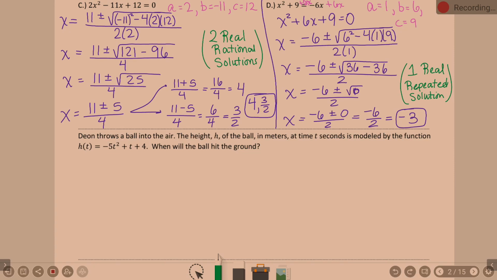Let's get into this next problem. Let's talk about Dion. Quadratic problems, folks. Great word problems. You see lots of them. Now, good news. We're going to be doing the same thing we just did. It's just a matter of figuring out what they want here. Dion throws a ball into the air. The height h of the ball in meters at time t seconds is modeled by the function h of t equals -5t squared plus t plus 4. When will the ball hit the ground?